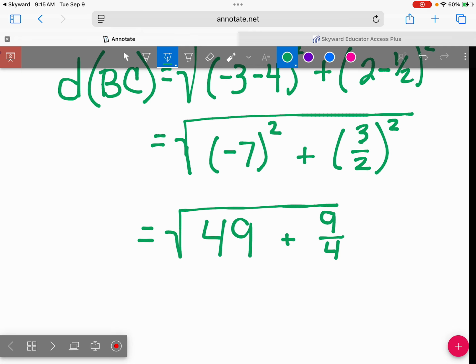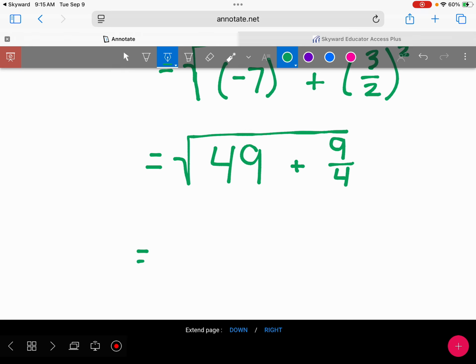And again, I want to combine my like terms together. So 49 plus 9 fourths. What is that going to be when we combine those together into one fraction? Because 49 is going to be 196 fourths plus 9. That will give us our 205 over 4. So since our distance from A to C is exactly the same as the distance from B to C, C has to be on the perpendicular bisector.